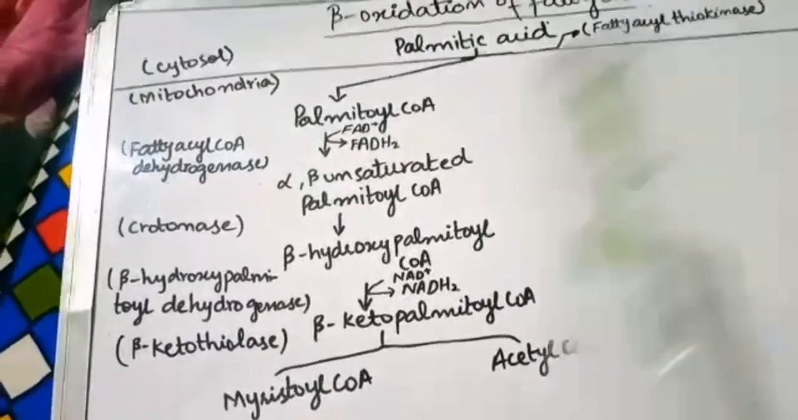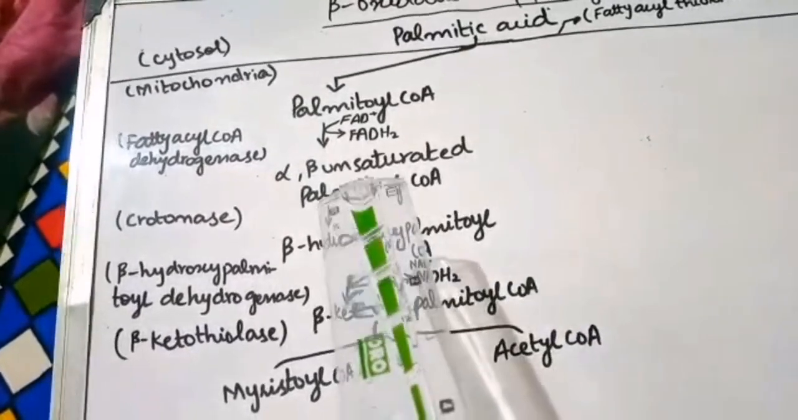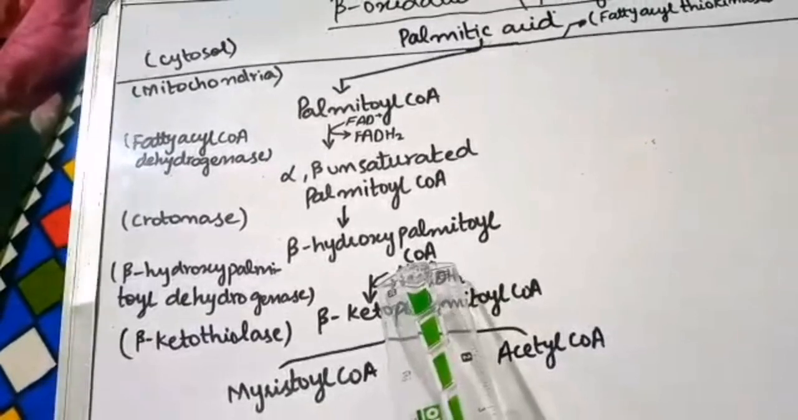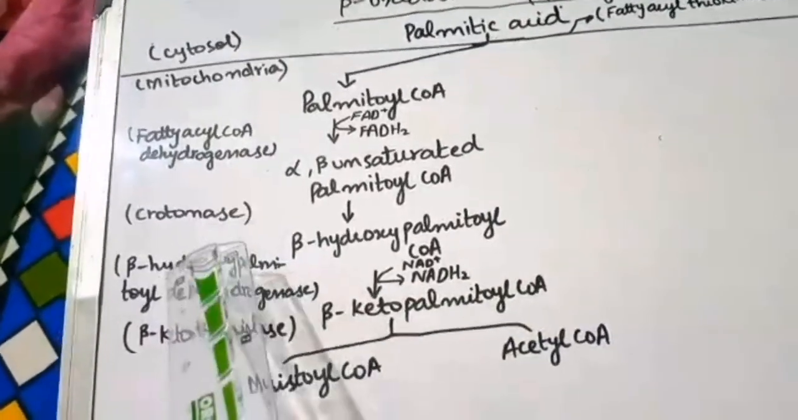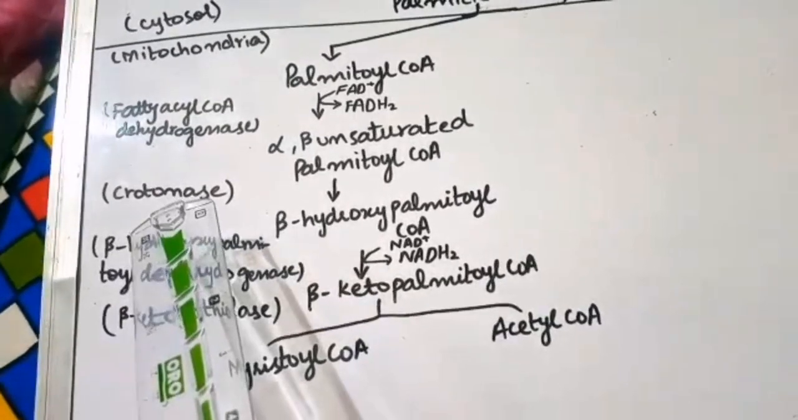Then this alpha beta unsaturated palmitoyl CoA is converted into beta hydroxy palmitoyl CoA, and this conversion is done under the action of an enzyme named crotonase, right?